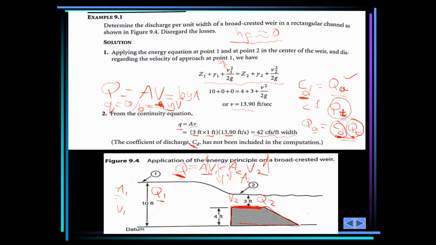This will be expatiated more in the next chapter, on hydraulic structures, but this is just a preamble, an introduction to it. This is why it is mentioned here that the coefficient of discharge has not been included in the computation. Definitely, if it were included, we would have a lower flow rate, because the coefficient of discharge is usually less than 1. So when you multiply the coefficient of discharge with the theoretical flow rate, the actual flow rate is going to be less than the theoretical flow rate. I hope it is clear.